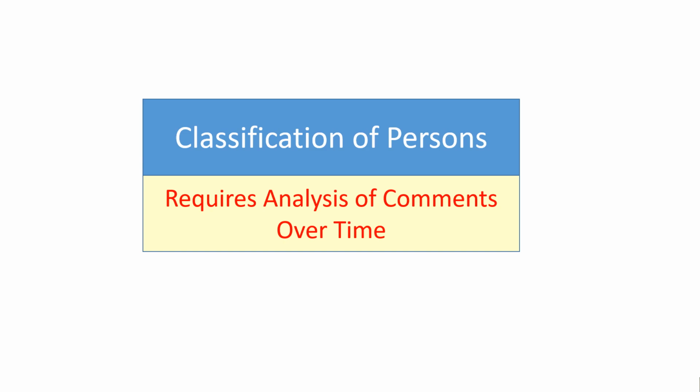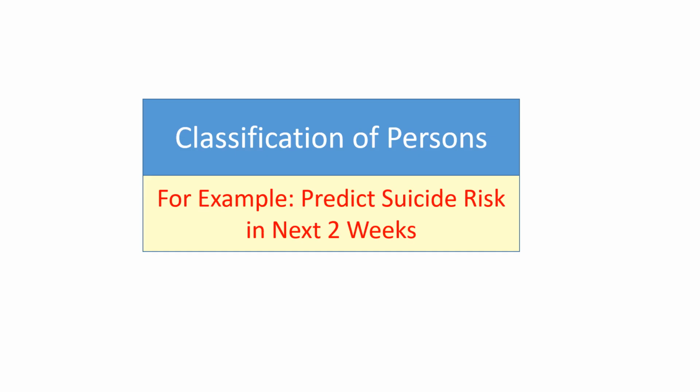Classifying a person requires analyzing the comments that we have classified as suicide-related over time. For example, if we want to predict risk in the next 2 weeks, then we have to look at the history of the comments of the patient and predict the probability of risk in the next 2 weeks, and every time period changes this probability.